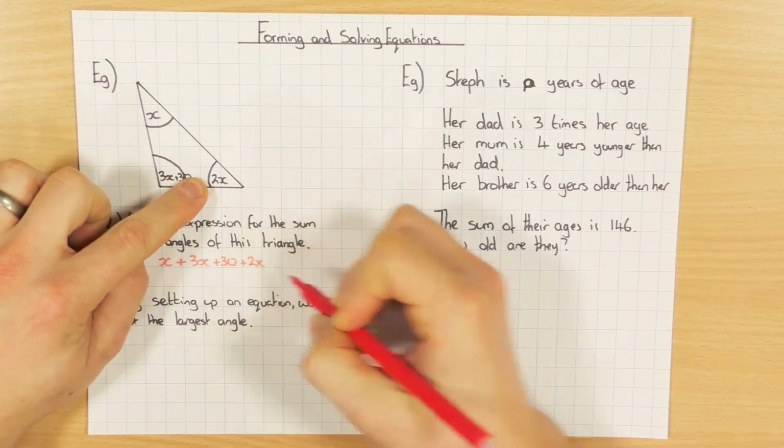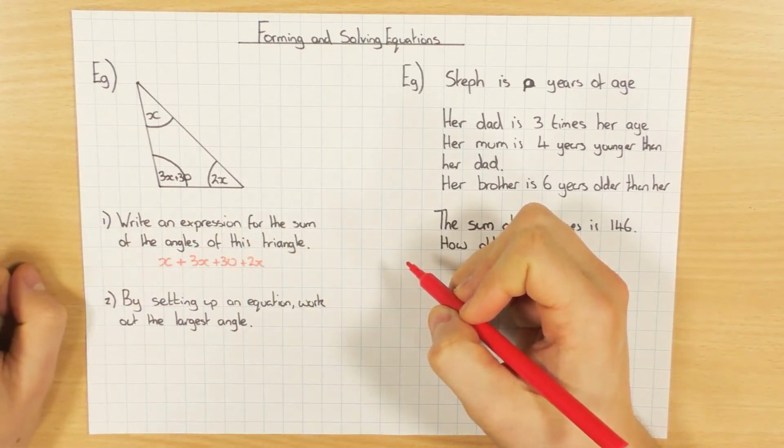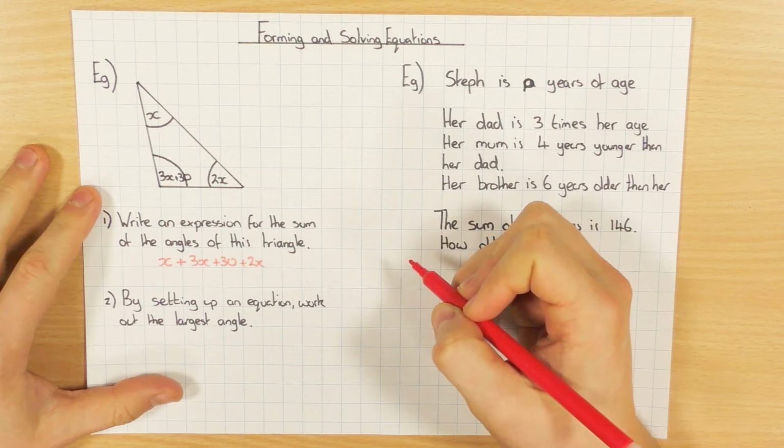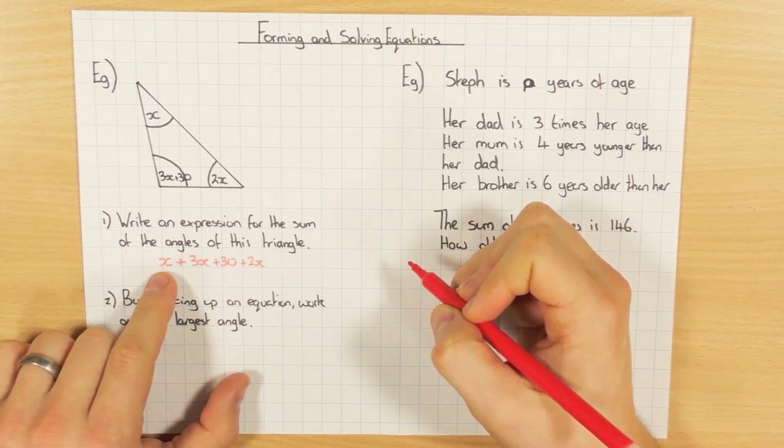Remember sum means add, so we add this one here, which is 3x plus 30, and then plus 2x. And what it will probably ask for, I haven't written it down here, is it in its simplest form. So all that means is you just simplify what's here. So we collect like terms. If you don't know how to collect like terms, check out my video on collecting like terms.